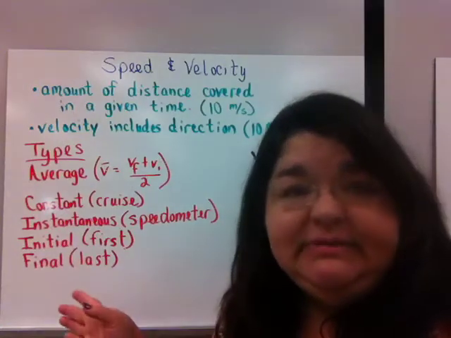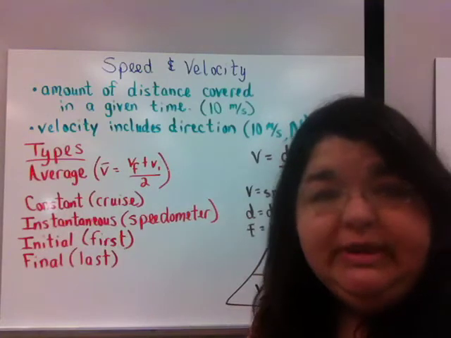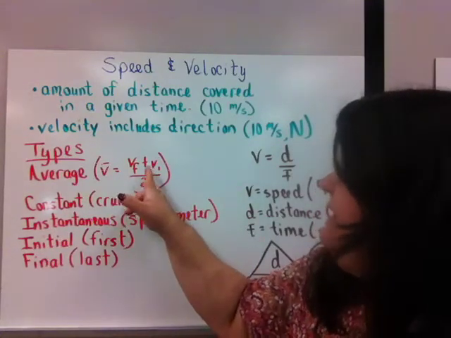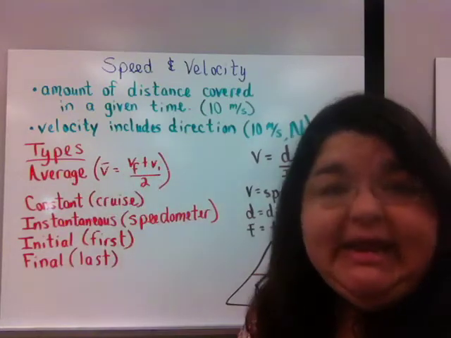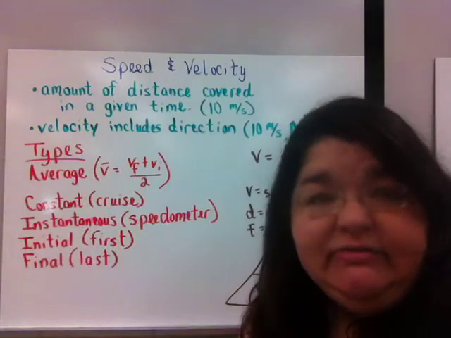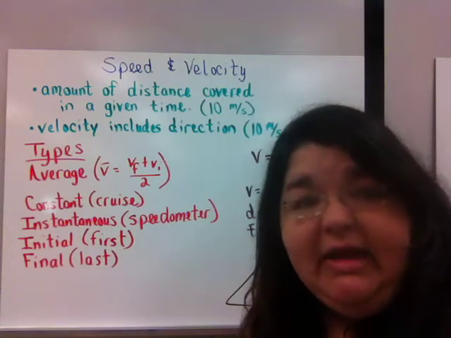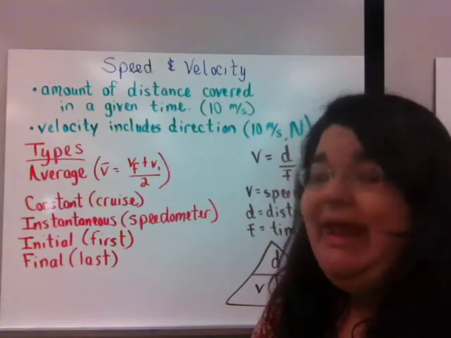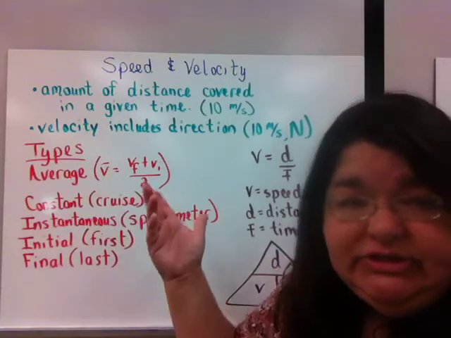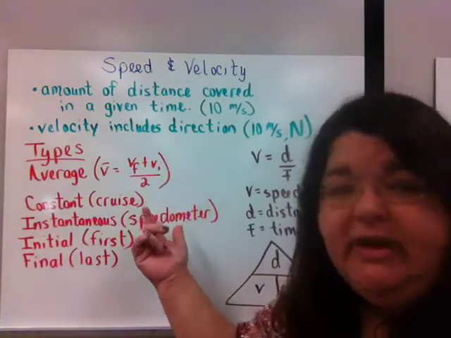Now, there are different types of speed. We have average speed, which is the total trip. And what we usually do is we calculate the initial speed and the final speed and add those together and divide by 2. Basically, it's just like averaging your grades. If you have 3 test grades, you wanted to know what your average test grade was, you would add those 3 test grades together and divide by 3. Same thing here. You just take your average number of speeds and add them together, divide by the number you have.